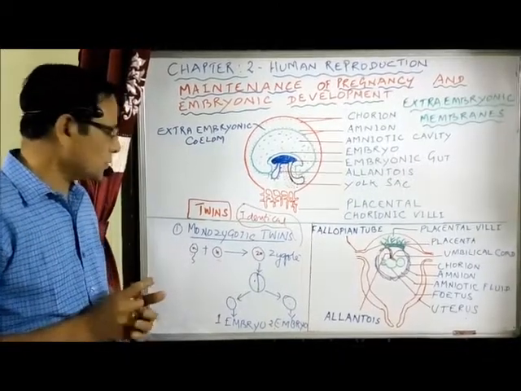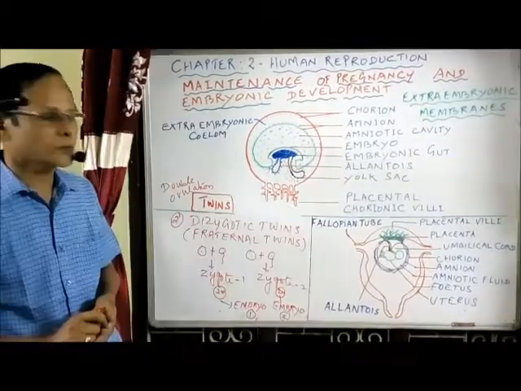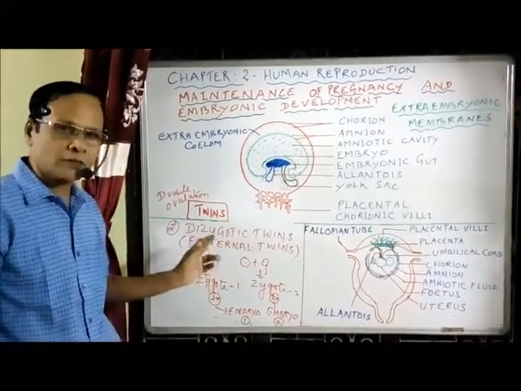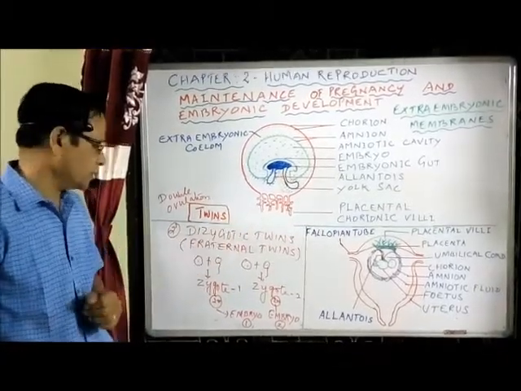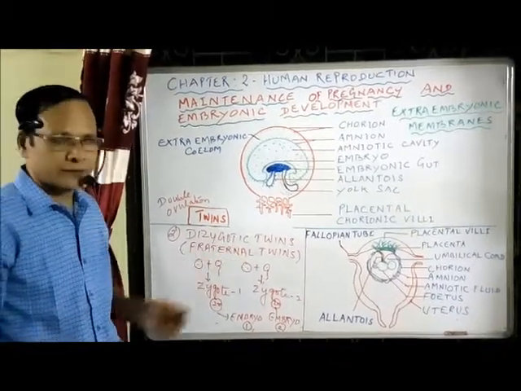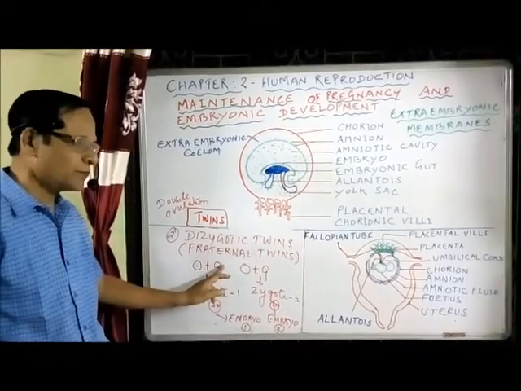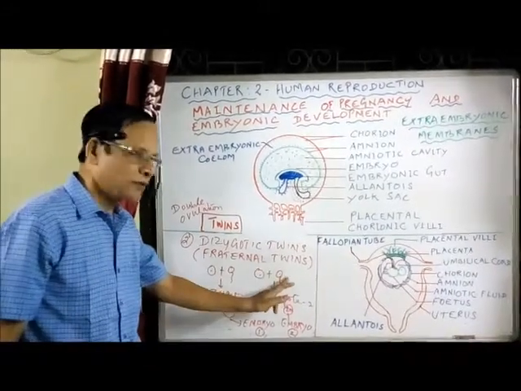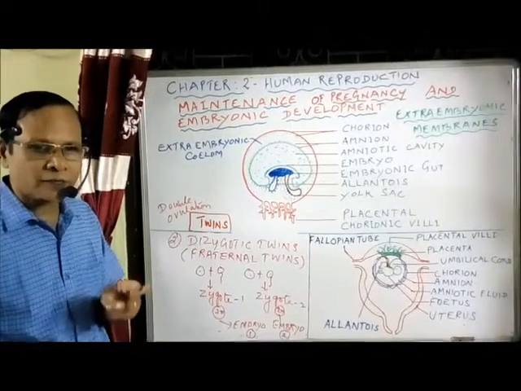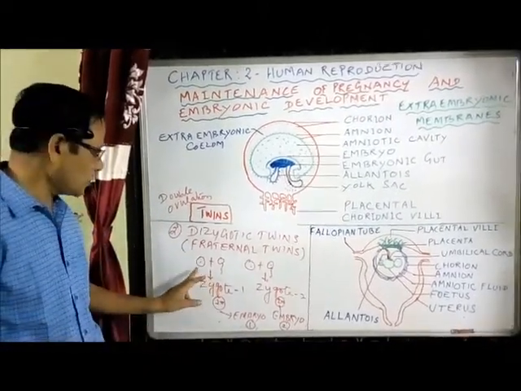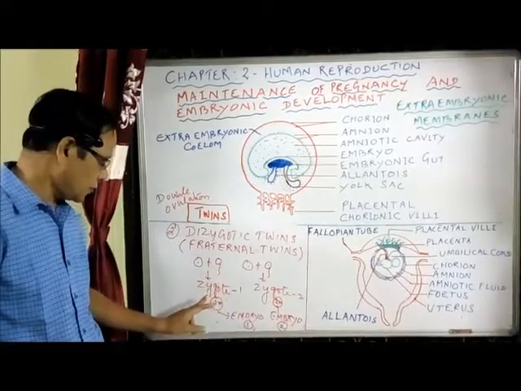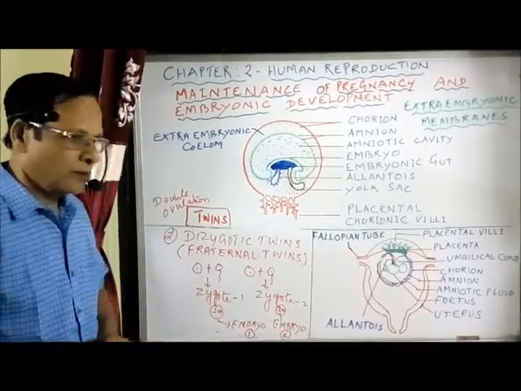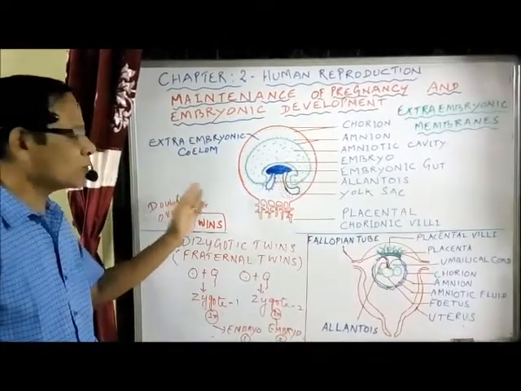Now I have to go for another one, dizygotic twins. The second type, dizygotic twins, also called fraternal twins, or non-identical twins. Here there are two eggs and each one is fertilized by a sperm, so double fertilization occurs. Two eggs are released by the ovary at the same time, and each one is fertilized by a sperm. Now we get zygote 1 and zygote 2, two separate fertilization processes. It occurs because of double ovulation.